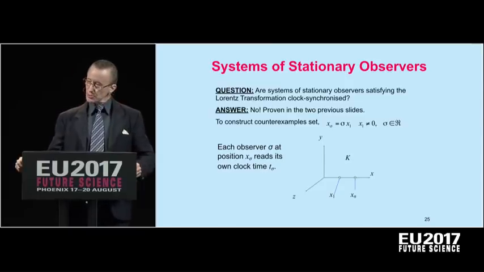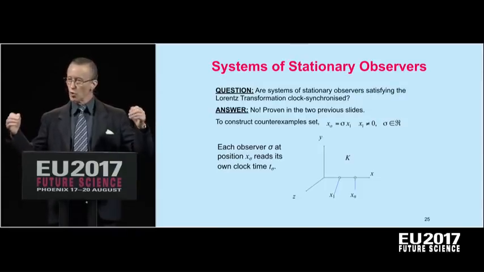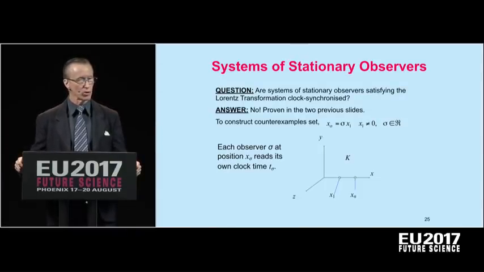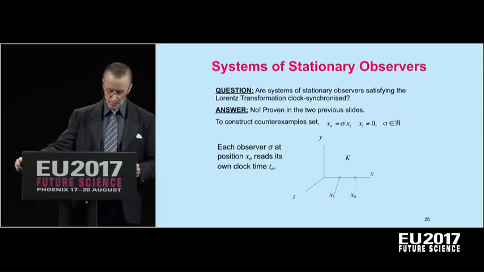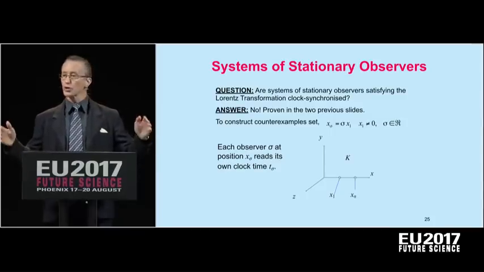Now we can construct some counterexamples. Let's construct a system of stationary observers, which means that they don't change with time. All the x's are not dependent on time. They're stationary. I'll take a real number, sigma, and I'll put a subscript on an x, and I'll say x sub sigma equals sigma x sub 1, with x sub 1 greater than 0.